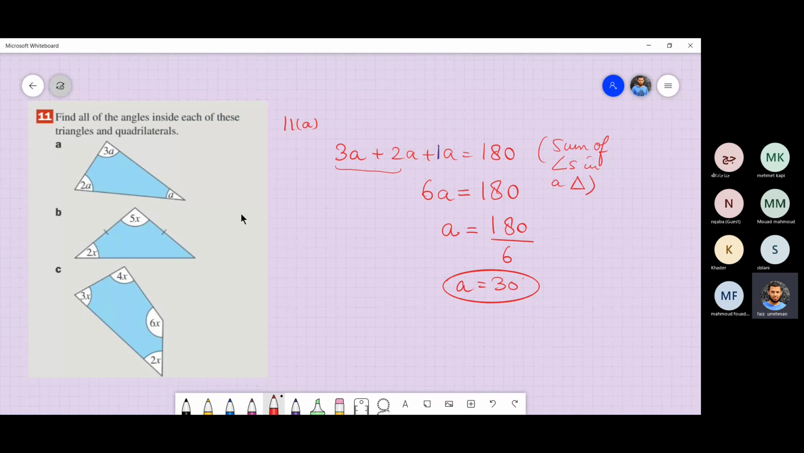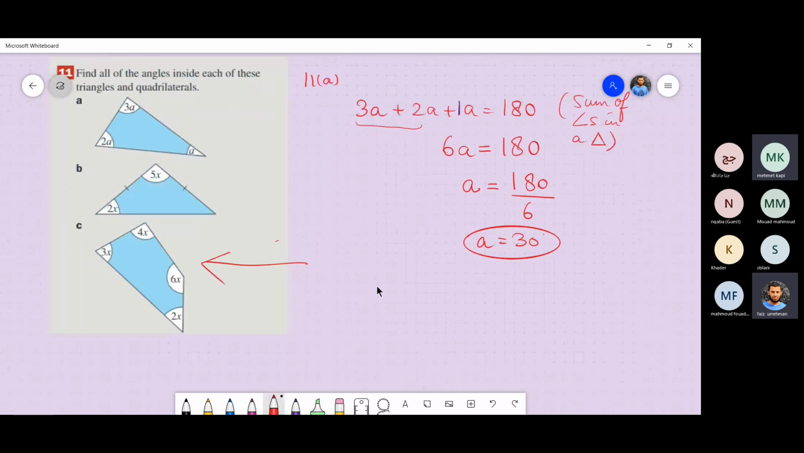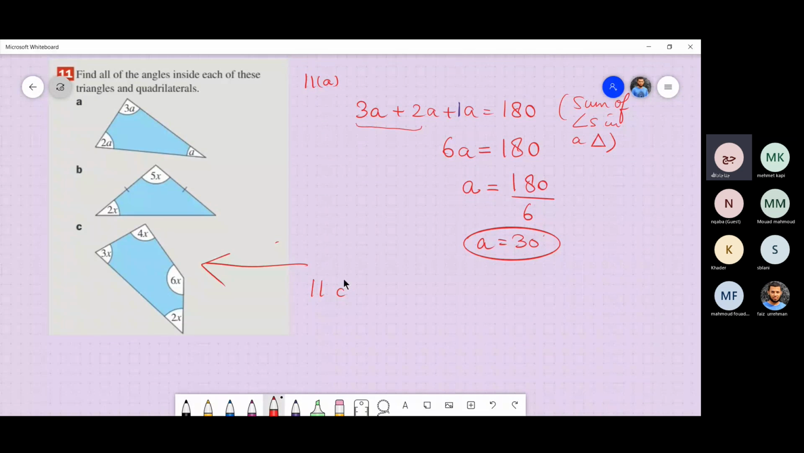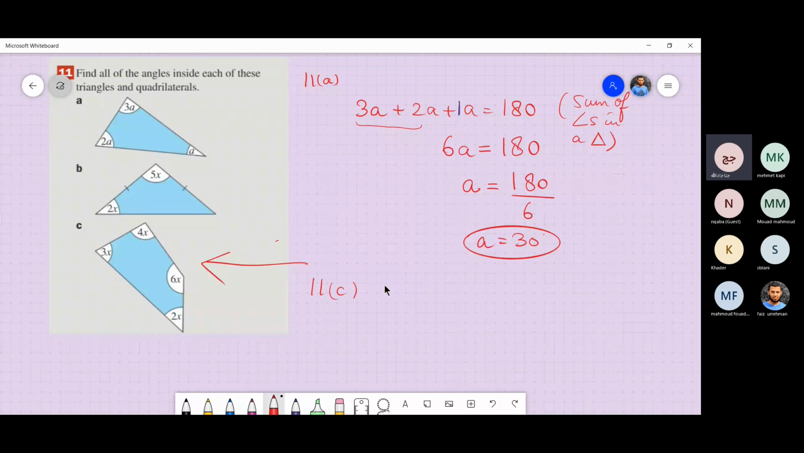What about question number 11C? What will be the equation? This is also very easy. Okay, tell me the equation. 3x plus 4x plus 6x plus 2x gives me 180 degrees. Wow, this is easy for you, right?